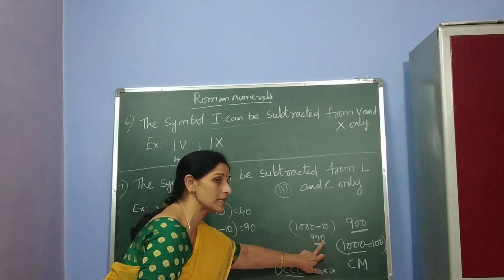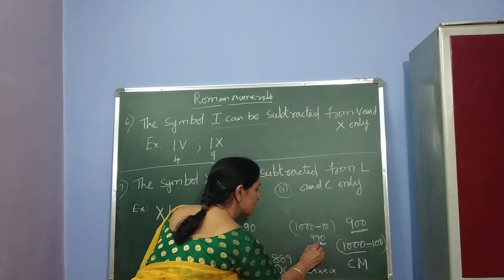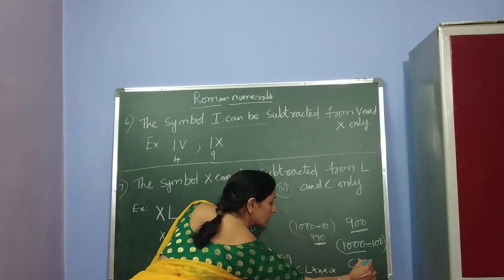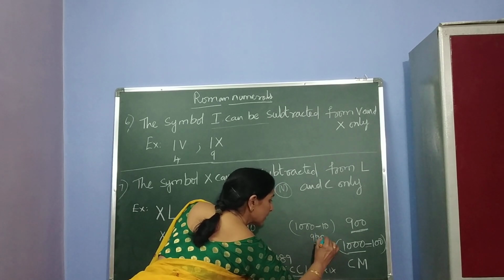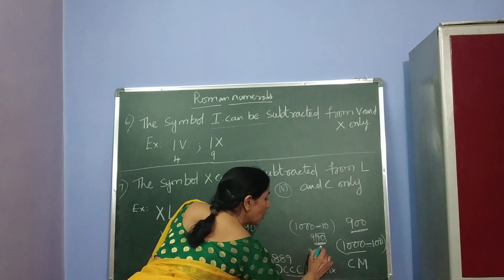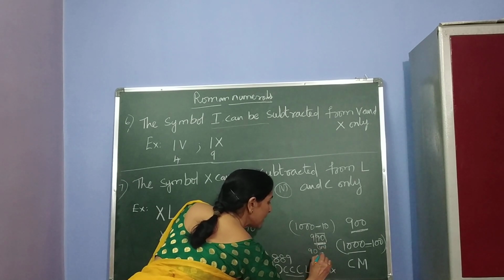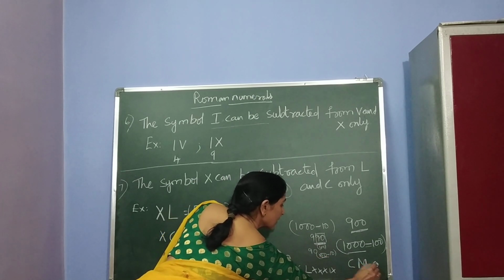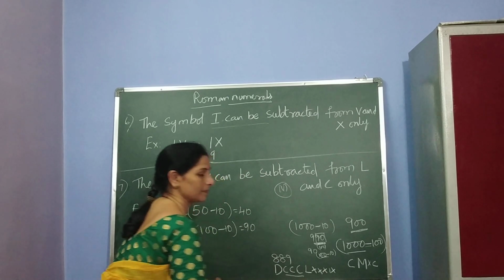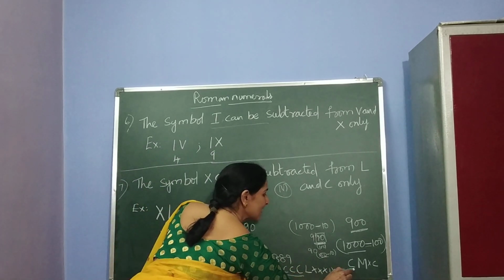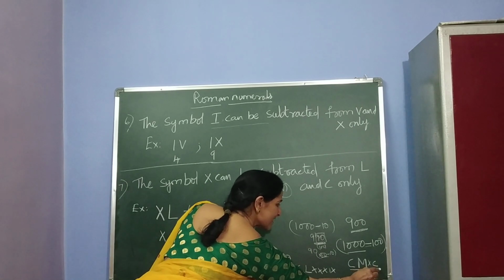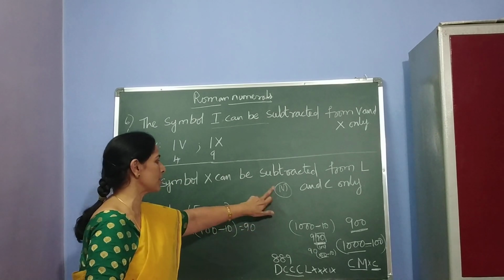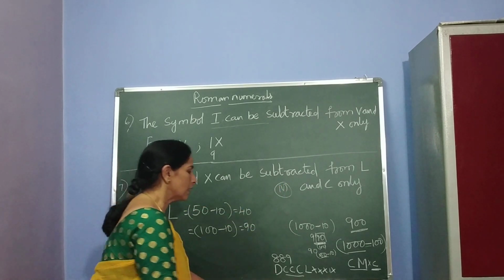So how to write the 90? Here again 90. This 90 is very closer to 100. Isn't it, children? 100 minus 10. What is the symbol for 100? C. Minus 10. XC. So 900 is CM and 90 is XC. 100 minus 10, 90. So 990 is CMXC.